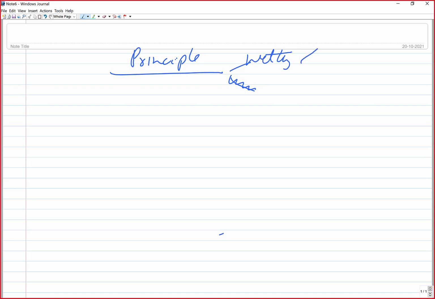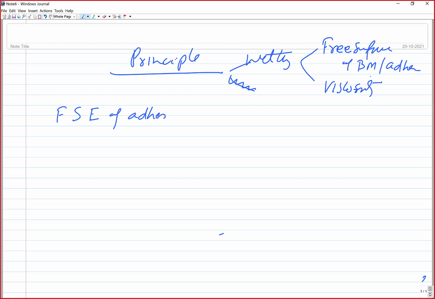The wetting is affected by two aspects: the free surface energy of the base metal and the adhesives. This is one. And the second is the physical properties of the adhesives, in the form of the viscosity of the adhesives. So there is a simple concept: the free surface energy of the adherent must be higher than the free surface energy of the adhesives for good wetting. Okay.